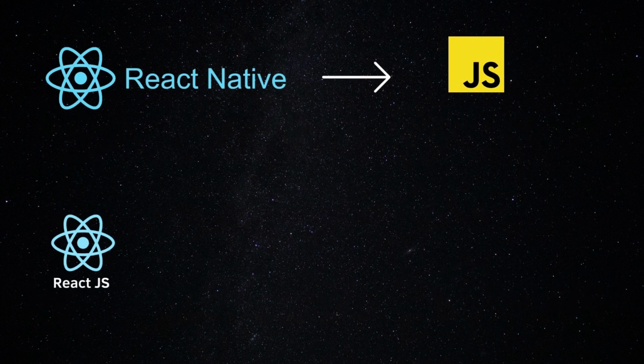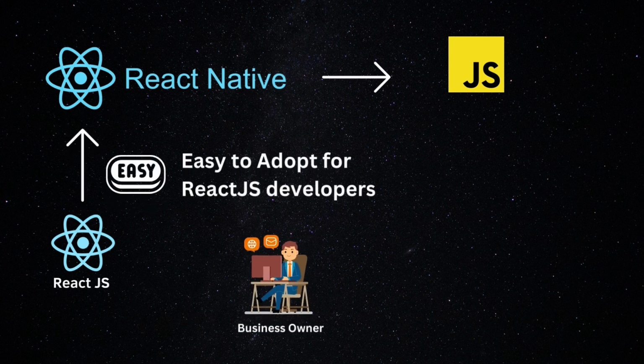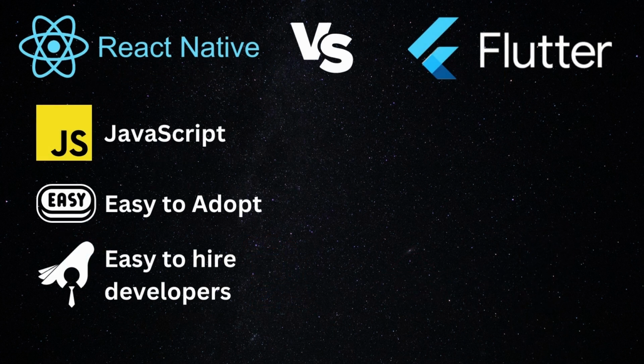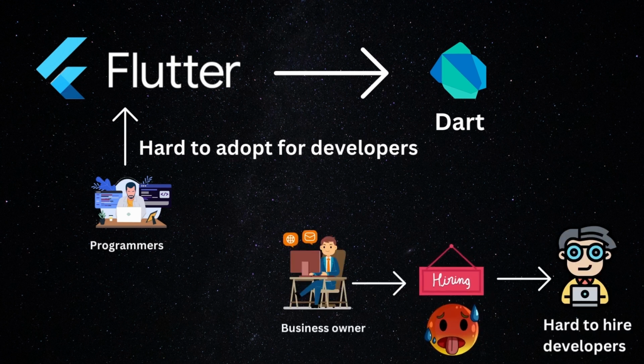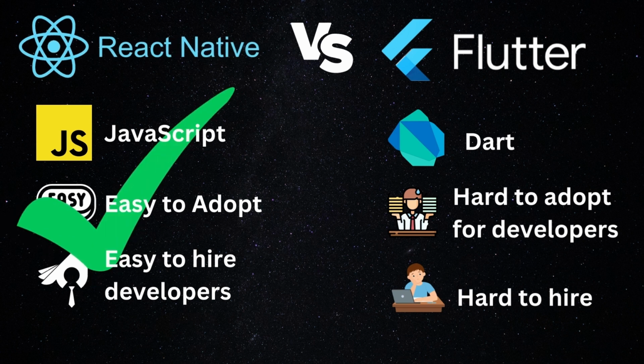React Native uses JavaScript. If you are someone who knows React.js already, then you can easily learn React Native. If you are a business owner, this is very important to you. You can easily hire developers in React Native compared with Flutter. On the other hand, Flutter uses a new programming language called Dart. Programmers are adapting to it, but still it is very hard to find developers compared with React Native. So here, the clear winner is React Native.